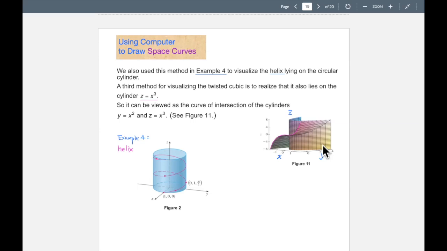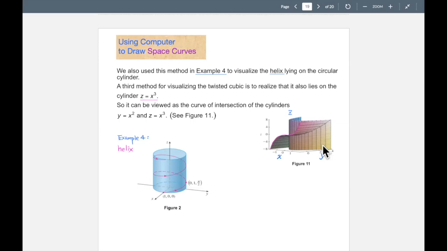Now the helix by itself is not very easy to see. However, if you put in the cylinder x squared plus y squared equals 1, and draw the helix on the surface of the cylinder, then you get a better picture. It helps us visualize it better. So that's for the helix. This one over here is the twisted cube.